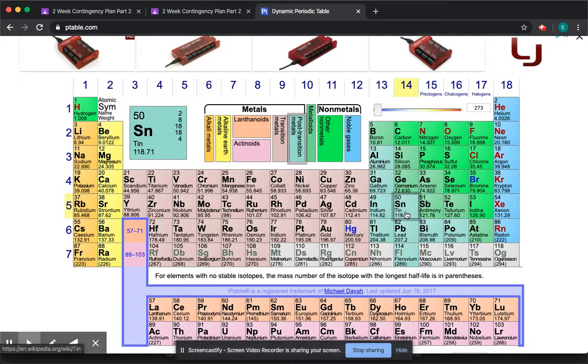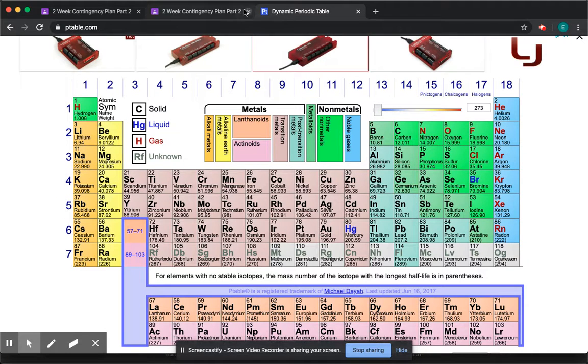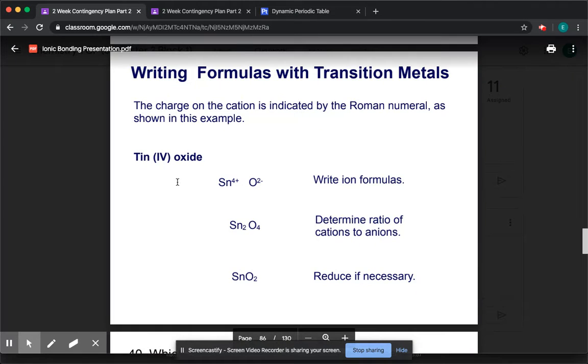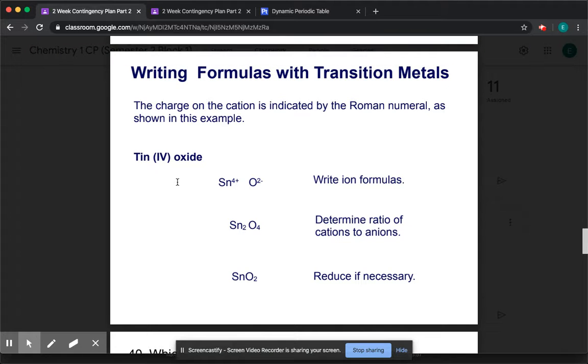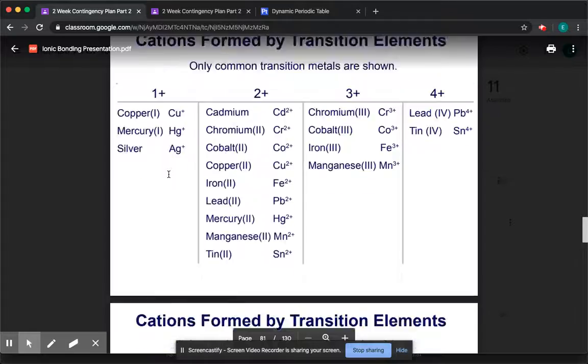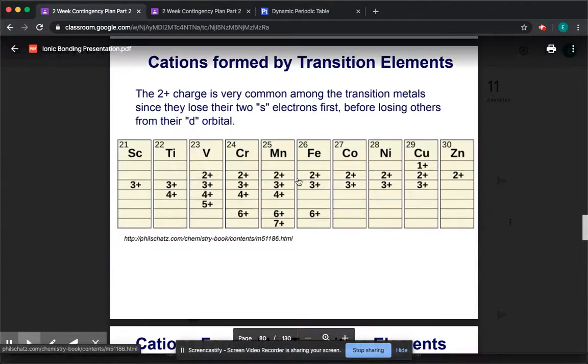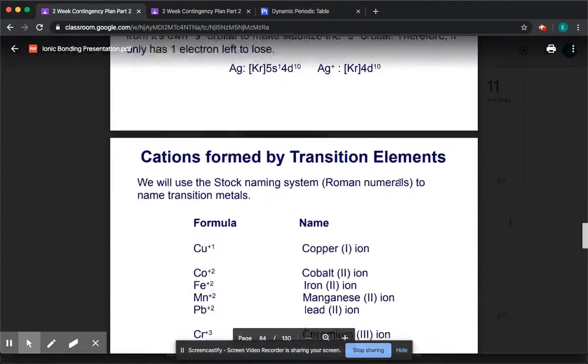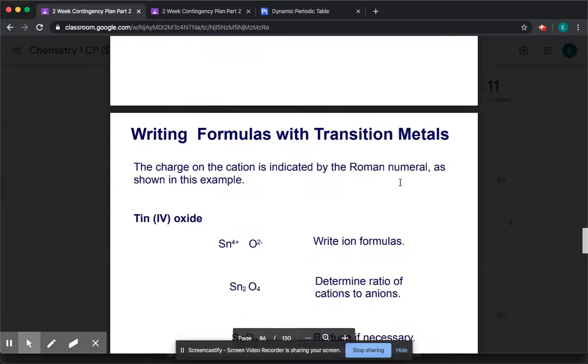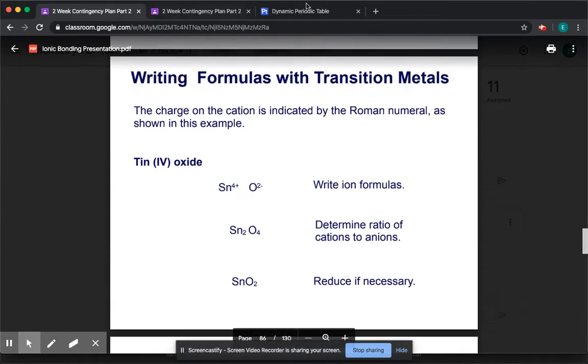So tin is not technically a transition metal. It is a post-transition metal, as they call it. But even though it is a post-transition metal, they are still going to use the Roman numeral because tin does have multiple options. Is it on here? No, they don't have tin on here. Okay, but tin can sometimes have multiple options.